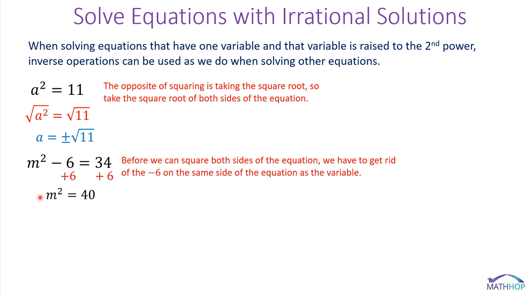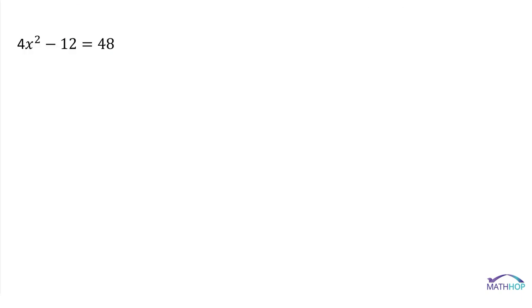Now the m term, like the variable term, only has the square. There's nothing else on the left side of the equation. So now we can take the square root of both sides of the equation. We get m equals positive negative square root of 40. All right, let's do one more.